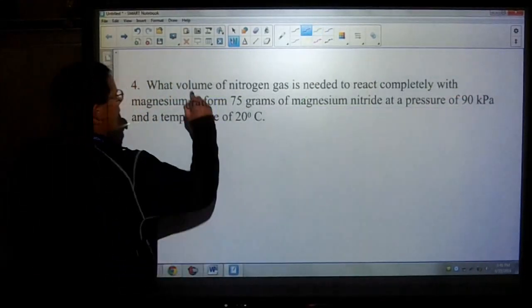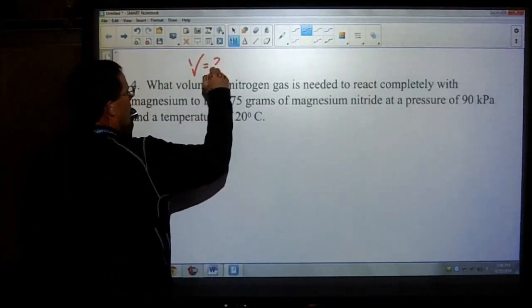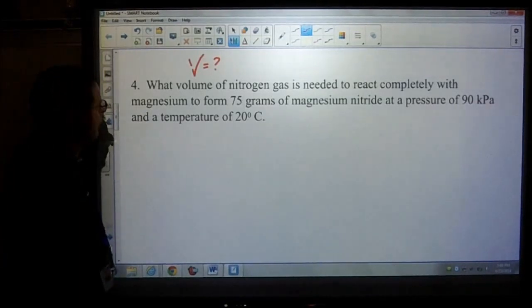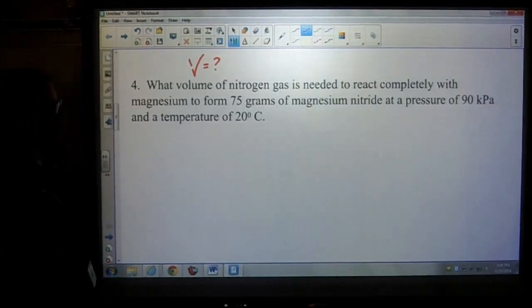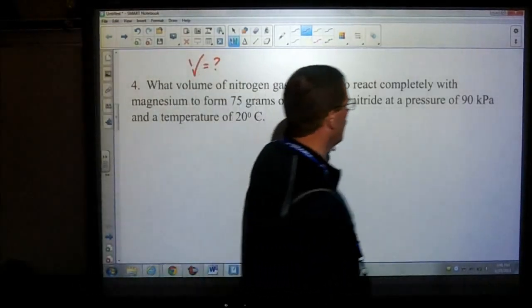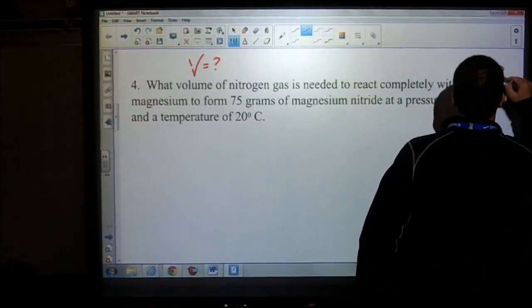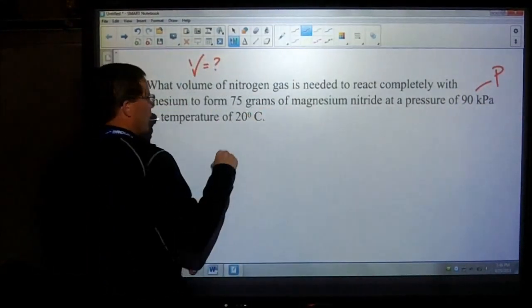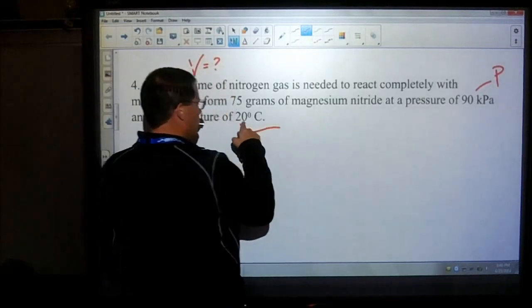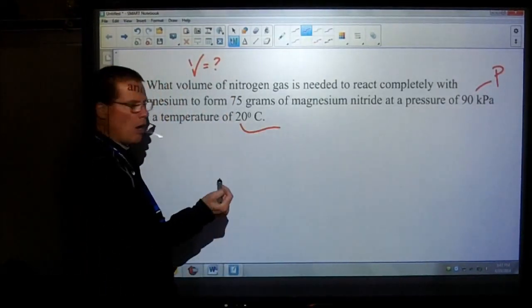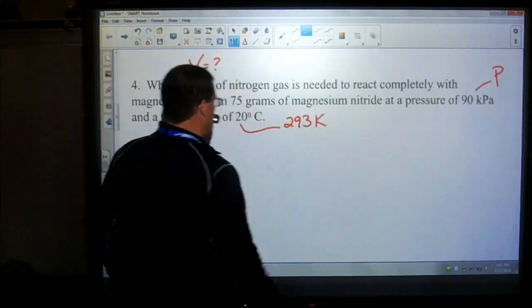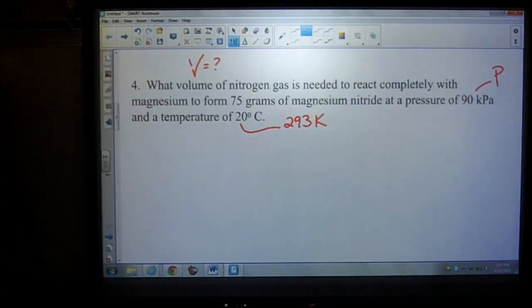What volume of nitrogen gas is needed to react completely with magnesium to form 75 grams of magnesium nitride at a pressure of 90 kilopascals and a temperature of 20 degrees? So we're looking for the volume. We have a pressure, a mass of magnesium nitride, and a temperature. Let's change 20 degrees to Kelvin: add 273, so we have 293 Kelvin. And it wants to know the volume.